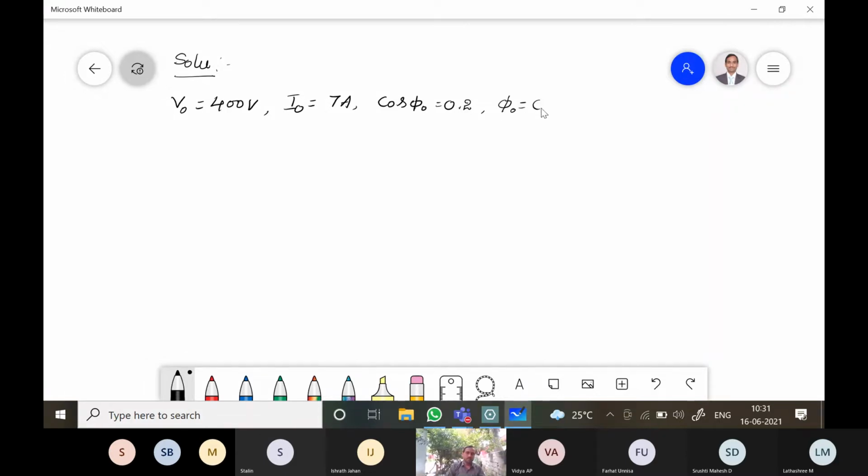Phi naught is equal to cos inverse of 0.2. How much it is? Cos inverse of 0.2. We will get 78.46 degree, right?